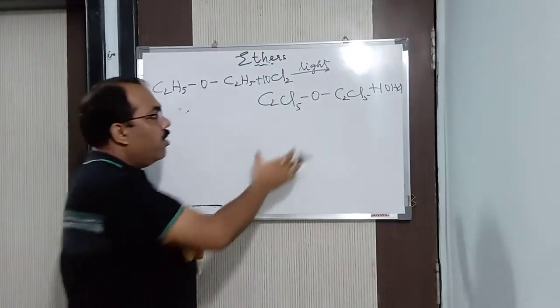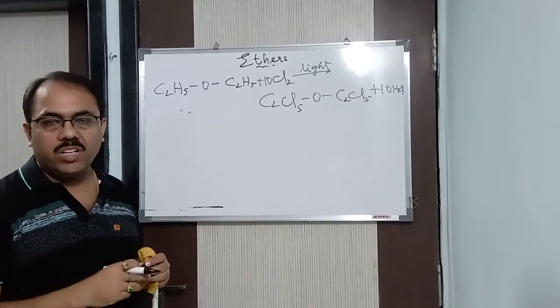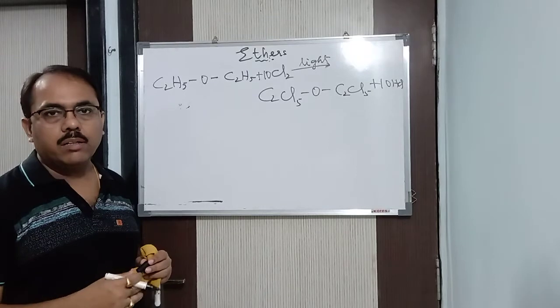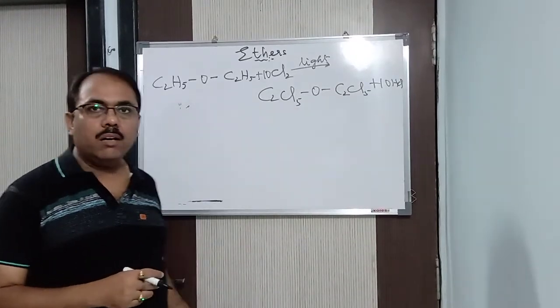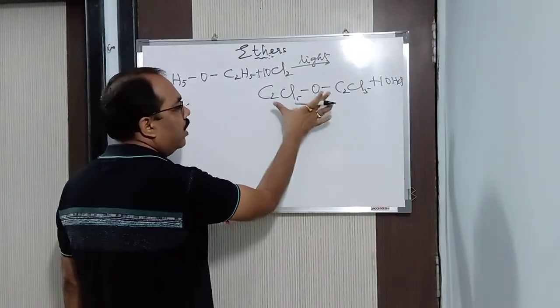So what compound is formed here? Perchlorodiethyl ether. Perchloro, we can say that. It is nothing but more than 2 or 3, we can say it is per. Clear? So it is perchlorodiethyl ether. We get it in the presence of light. All the hydrogen atoms are being replaced by chlorine.